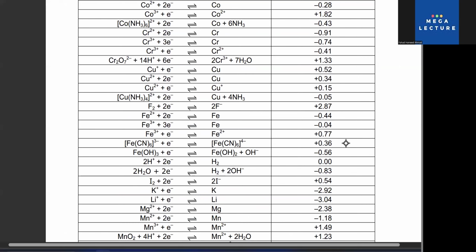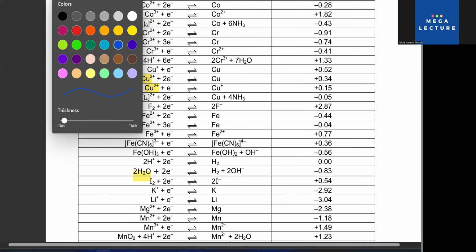So I've got copper 2 plus over here. I'm going to highlight all of them. So I've got copper 2 plus gaining electrons. There's another copper 2 plus gaining electrons. And I see water gaining electrons over here. So there's an equation for water gaining electrons over here. So three possible reactions.